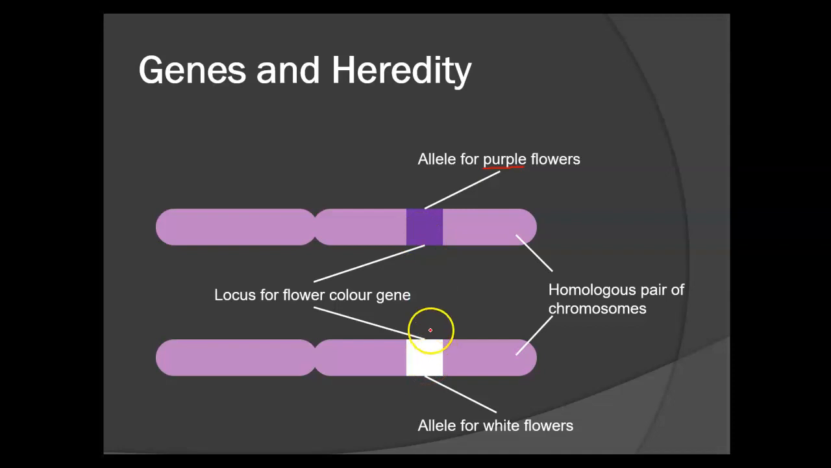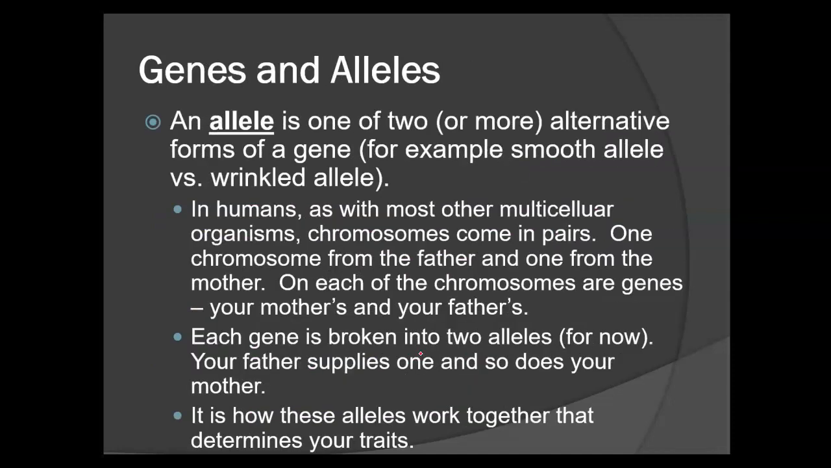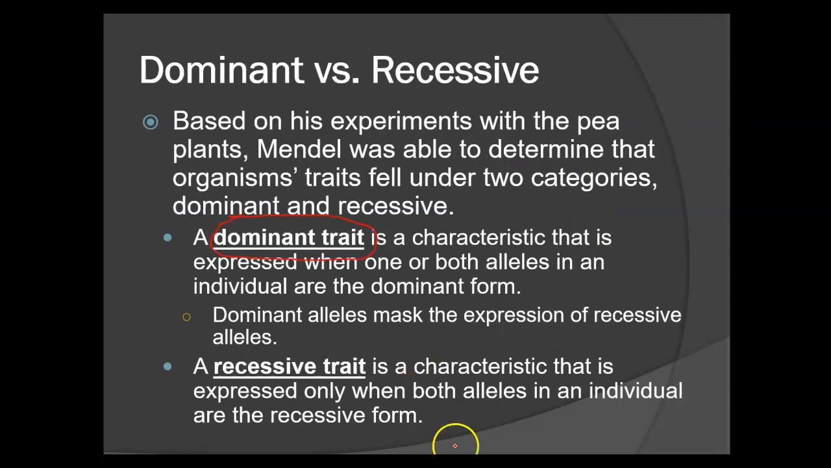So the only way that we're going to have white flowers is if we get an individual that has two of these white alleles: one white allele that came from the mother and one white allele that came from the father. Hope that makes sense for you. Then, talking about a recessive trait, it's a characteristic that is expressed only when both alleles in an individual are in the recessive form. So we have to have that both-alleles bit going on there.